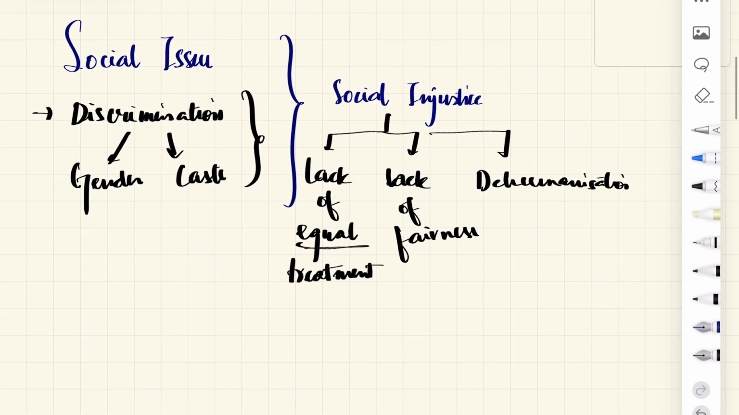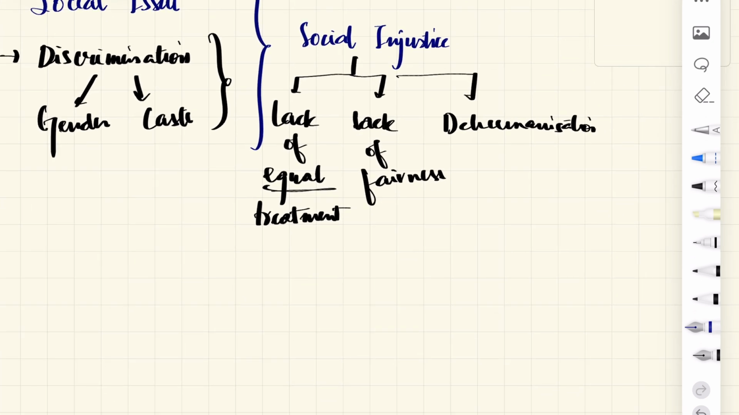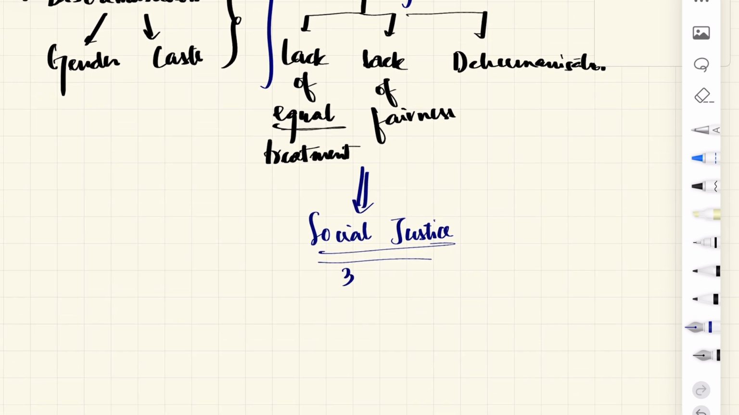Then what will be the solutions? What will be the solutions? The solution will be social justice. So for social justice, we have 3 types of mechanisms. We have 3 types of mechanisms. What are they? Number 1, the institutional mechanism.